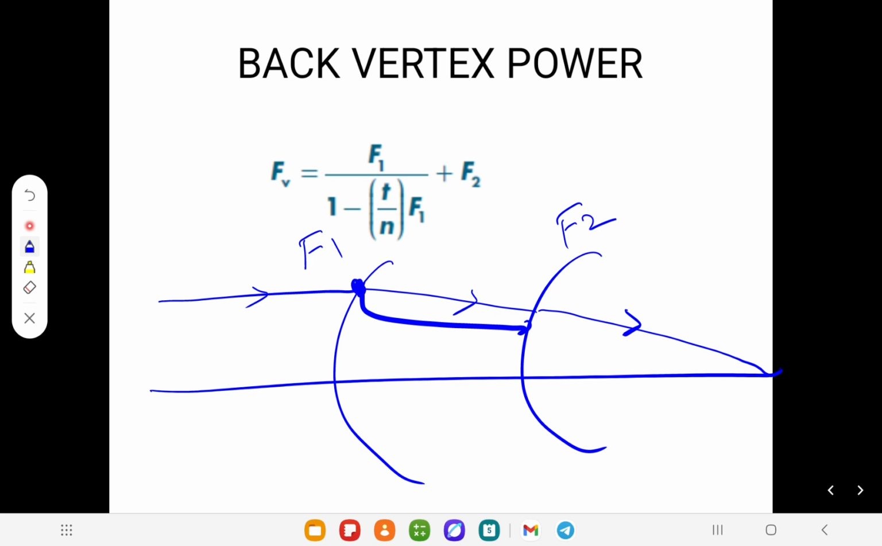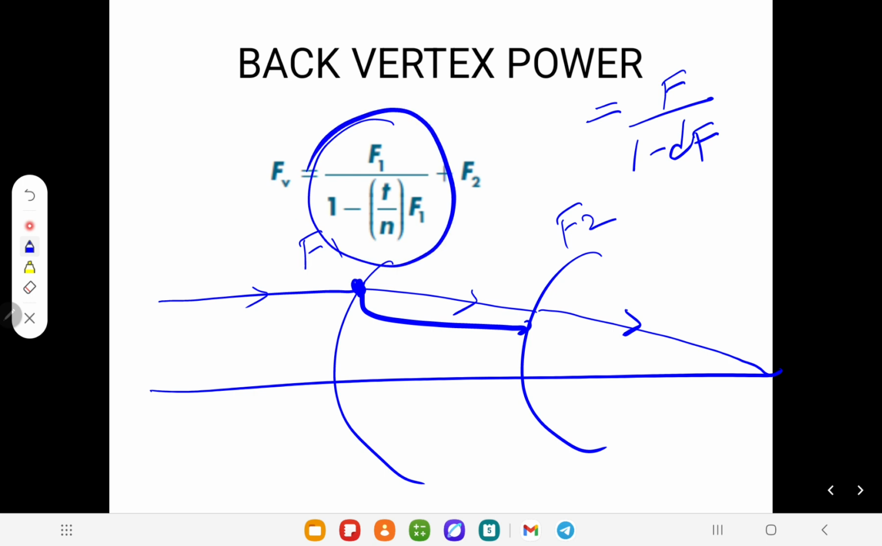Just try to remember the formula for changing the spectacle power to contact lens power. Isn't it F divided by 1 minus dF? Can you see this formula? Can you see any similarity? Because this formula is actually the downstream vergence formula.